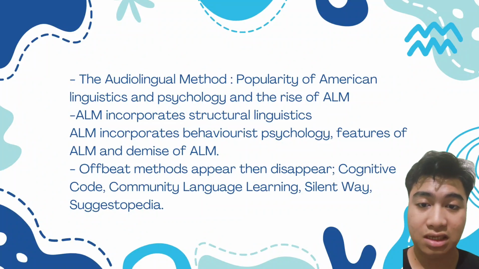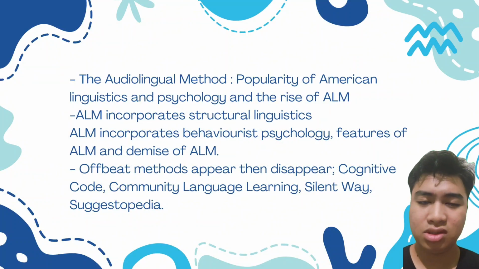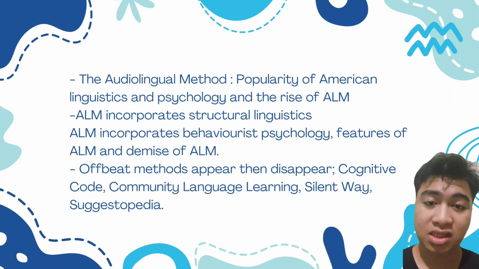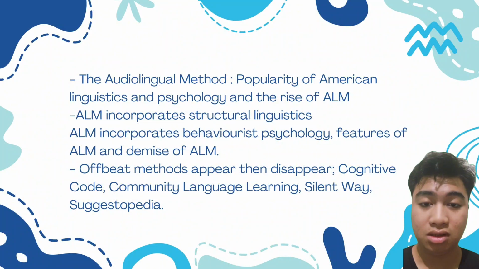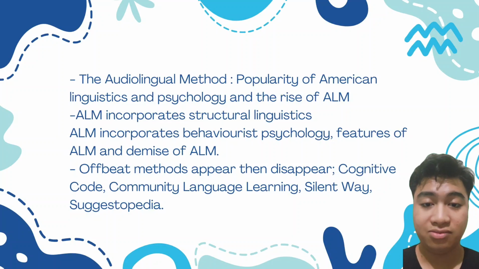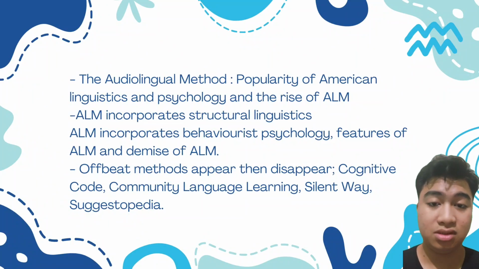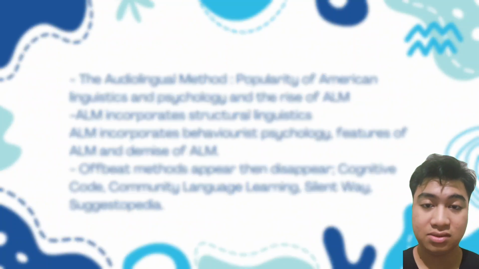And the demise of the ALM. Over time, the theoretical foundations of the ALM were challenged by the rise of cognitive psychology and transformational generative grammar. Methods like the cognitive code, community language learning, silent way, and suggestopedia emerged as alternatives. The ALM's emphasis on rote learning and limited communicative practice was criticized for failing to develop genuine fluency and communicative competence.